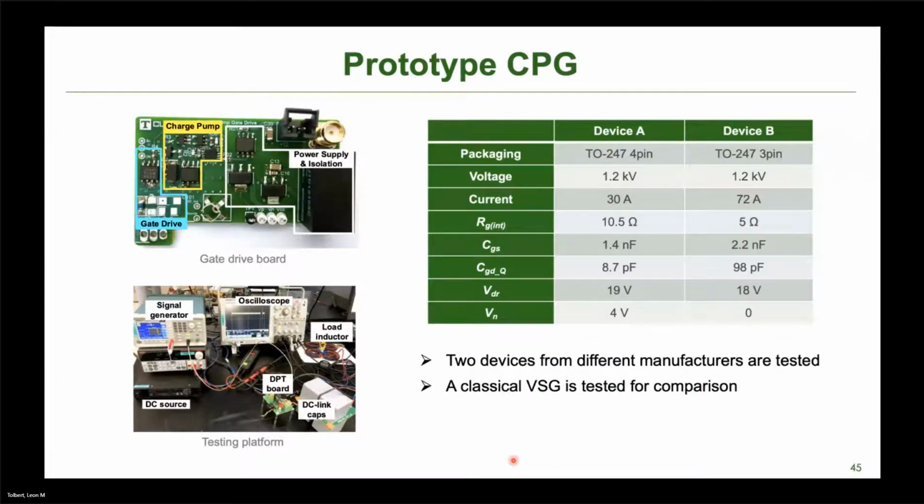So our prototype charge pump gate drive is shown here. This is showing the board, divided into the gate drive part of it, the charge pump part of it, and then the isolation and power supply. And we tested it for a couple of different devices, silicon carbide MOSFETs here, with a little bit different current ratings, a little bit different internal gate resistances, and the same thing, they have a little bit different values for CGS as well.